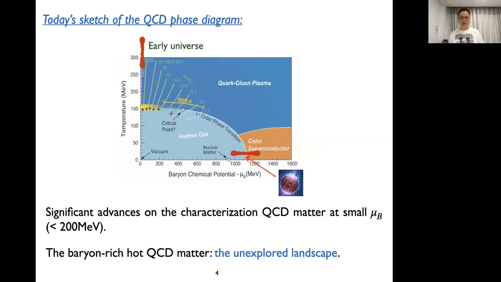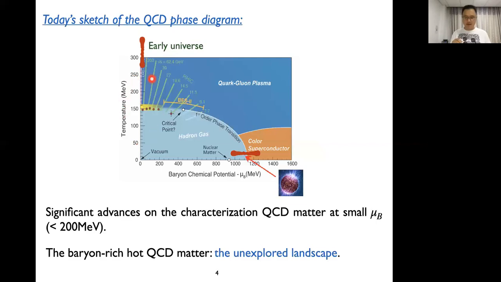So let me quickly move forward and come to today. Here, what I illustrated is today's sketch of the QCD phase diagram. The y-axis here is the temperature, while the x-axis here is the baryon chemical potential. So yes, if you have questions, please ask.